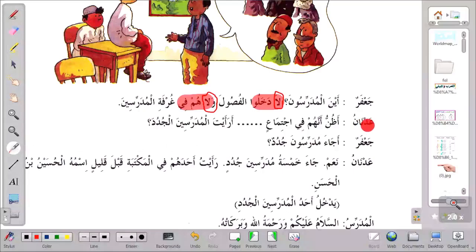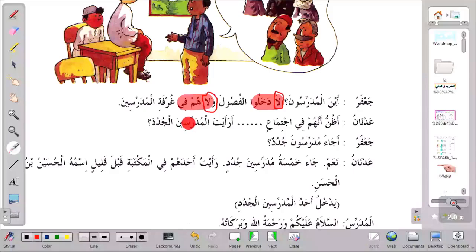So Adnan says: azunnu annahum fi ijtima'in. I guess, or I think, they are in a meeting. When we say ijtima'un, it means meeting. Ijtama'a, they gathered. Yajtami'un, they are gathering. Ijtima'un is a gathering or a meeting. So if the teachers of the school are having a meeting, we say ijtima'. Then: ara'ayta al-mudarrisina al-jududa? Have you seen the new teachers?